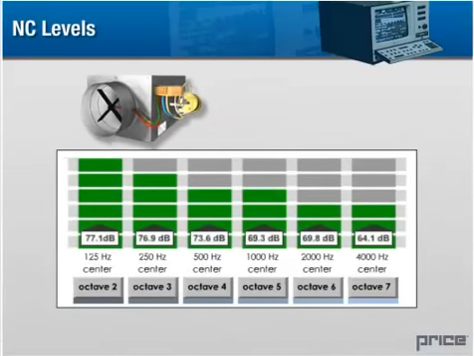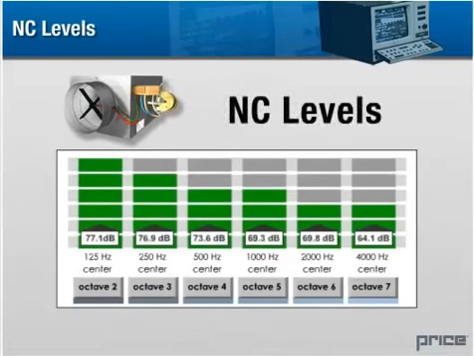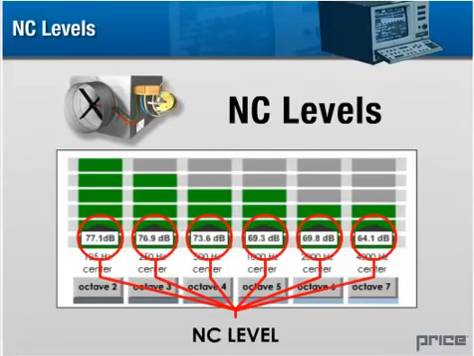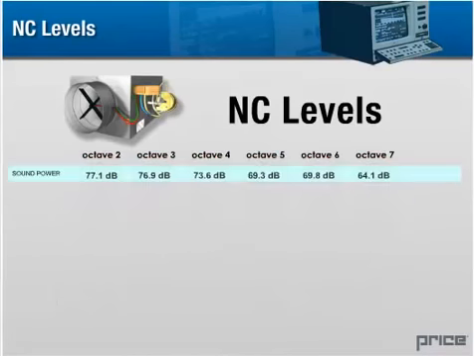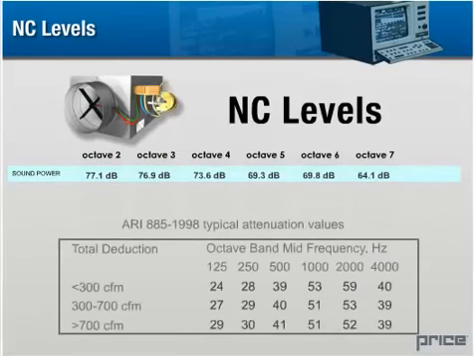NC levels. An NC value is the result of reducing all of the sound power data for a specific product into a single number. To accomplish this, we first estimate the sound pressure that an occupant will experience in an environment. Given that we can't predict how the product is going to be used, ARI has determined a conversion process that assumes that the device is installed in a typical room.